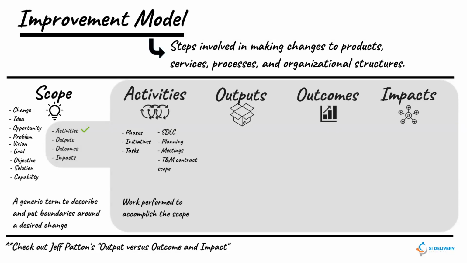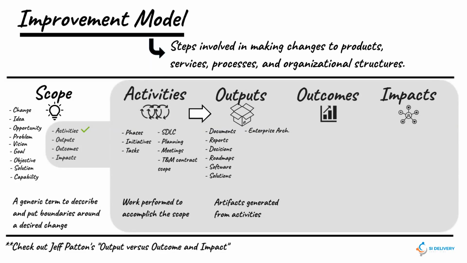Outputs are the resulting artifacts generated from the activities. Examples could include documents, reports, decisions, roadmaps, software products, and solutions. Enterprise architecture, whether defined in documents or an EA tool, is an output. Business models, architecture diagrams, data models, data governance documentation, all outputs. The automation of a manual process is also an output. Outputs are the most common method of scoping fixed-price vendor contracts, which are listed as deliverables in the contract.